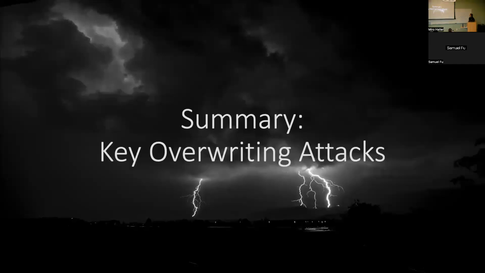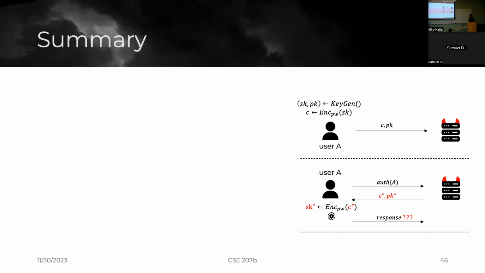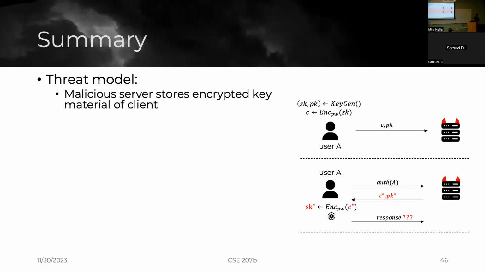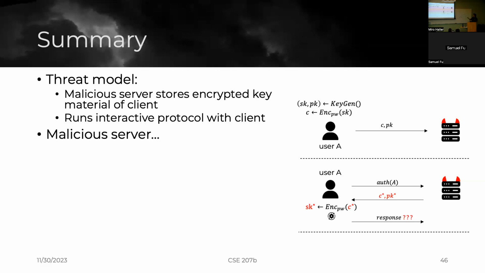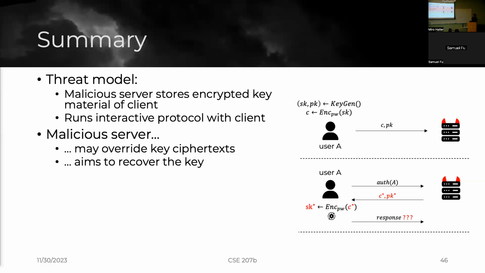All right. So yeah, in summary, what are key overwriting attacks? The threat model for key overwriting attacks is we have a malicious server that stores encrypted key material of the client. In our case, it was always asymmetric key material, but it could also be symmetric material. It runs some interactive protocol with the client. It can overwrite those keys and then observe computation on the client. And the goal of the server is to recover the key.